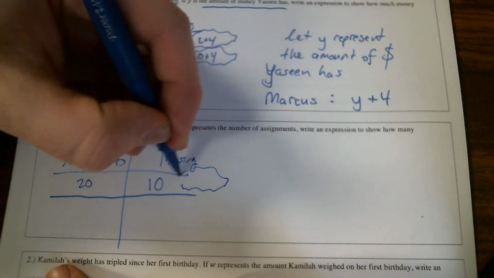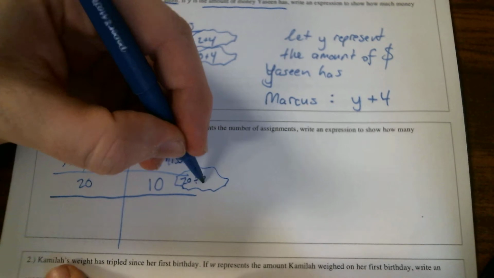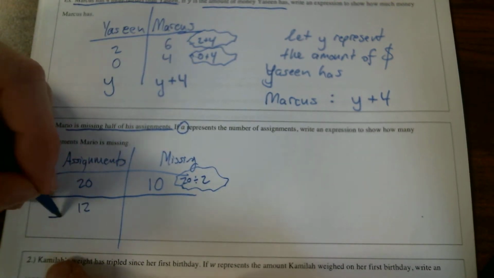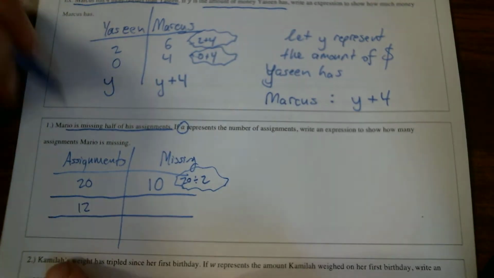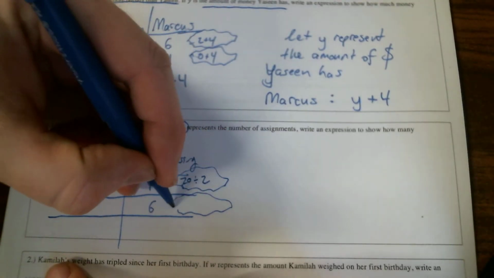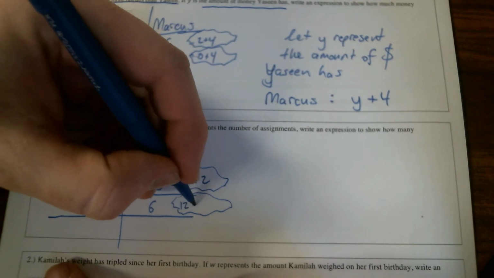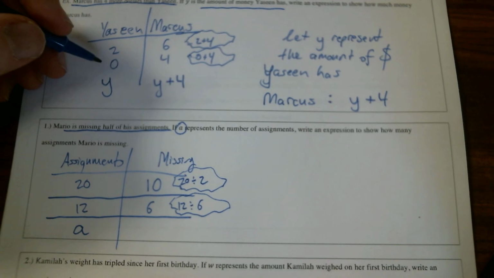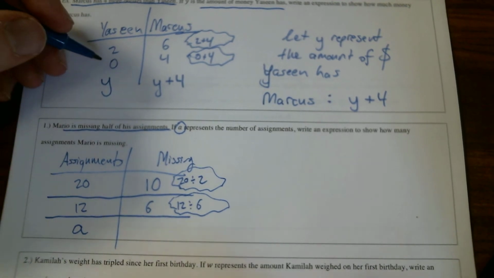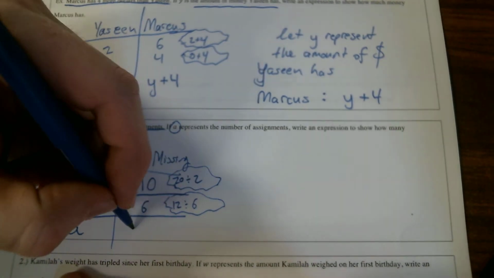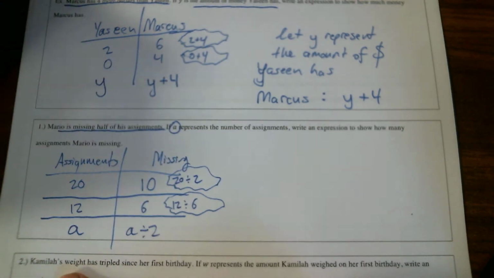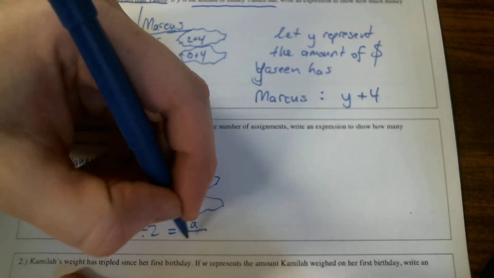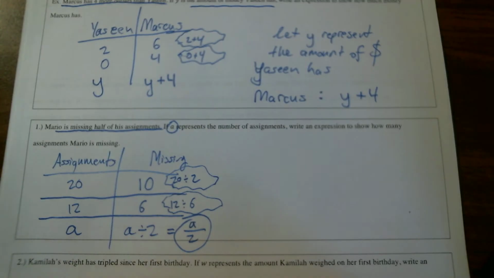How did I figure that out? Well, I was thinking 20 divided by 2. Let's try again. What if he has 12 assignments? How many are missing? 6. How do we do that? Again, we're thinking 12 divided by 2. But we only know that he has a number of assignments. So if he has A assignments, that means it's A divided by 2. But we learned a better way to write this. I'm actually going to write A over 2. So there's my expression, A over 2.